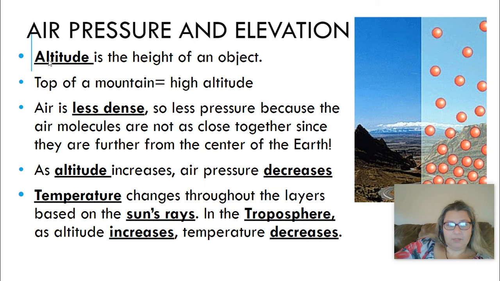Altitude, remember, is the height of an object. So the top of the mountain is high altitude. The air, as you move up in altitude, is less dense. So there's less pressure, and there are not as many molecules, and so it's less dense, which makes it hard to breathe. That's why people that climb mountains have to have an air mask on so that they can breathe. So as altitude increases, air pressure decreases, and temperatures change throughout the layers based on the sun's rays. In the troposphere, as altitude increases, temperature decreases.